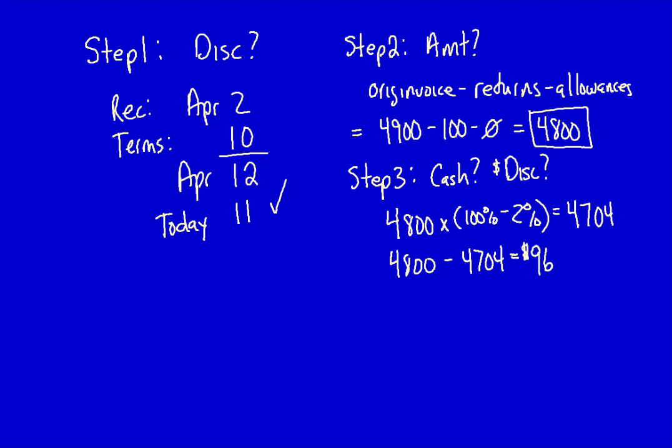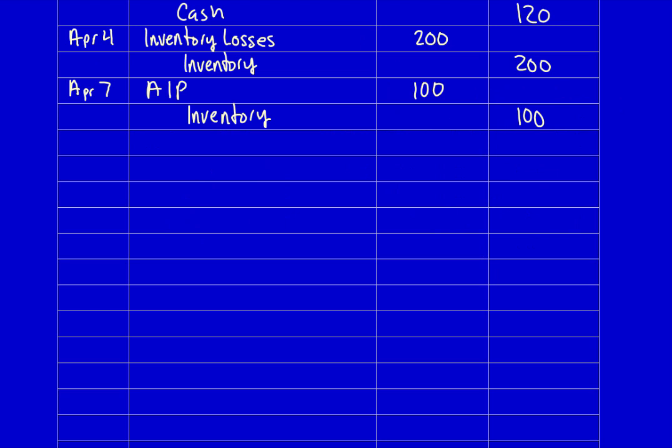We now have exactly what we need in order to make the entry. April 11th. What did we get? We got back our IOU, so accounts payable disappears. Remember, the amount is $4,800. We calculated it in step 2. What do we give away? We give away cash. Remember that we're not going to give away $4,800 cash. We only have to pay $4,704.